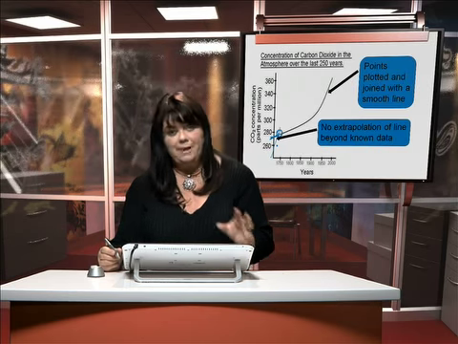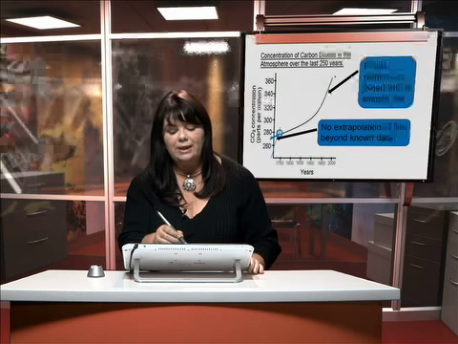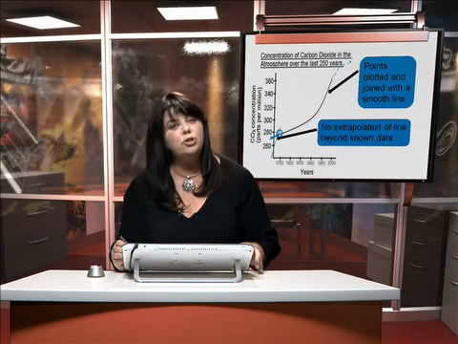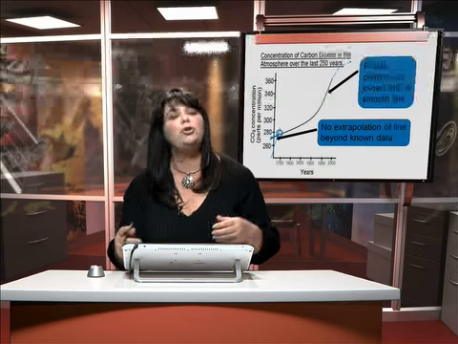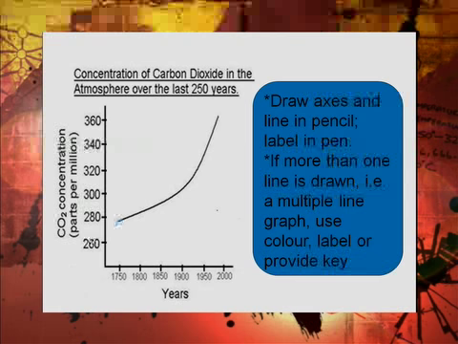Often, a question based on this graph, a data response question, will ask you to predict what you think is going to happen in future years, and very often you draw that with a dotted line to show that you don't have the information, but you're making an educated guess. Draw those axes in pencil and the line of the graph in pencil, label with a pen, and of course if you have more than one graph, possibly you wanted to show carbon dioxide concentration and maybe carbon monoxide concentration, you would use a different color or a key to distinguish those two lines on the graph.